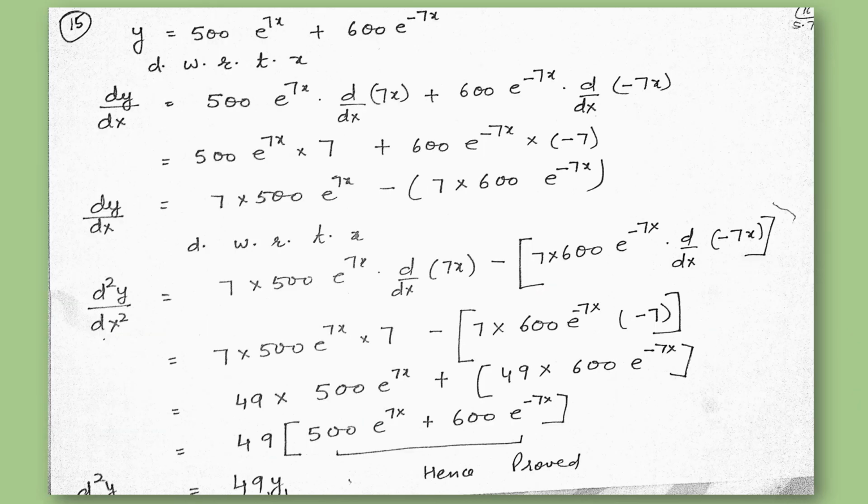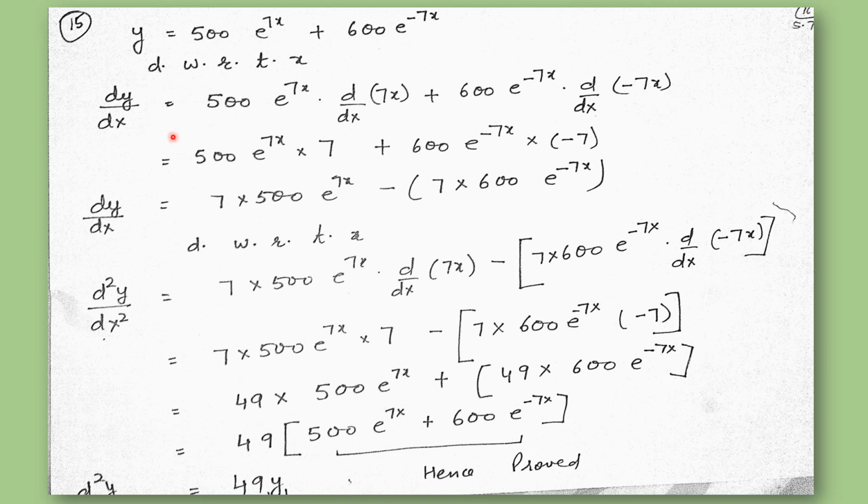Moving to the next question, which is question number 15. What is the question? They say that y is equal to 500 e power 7x plus 600 e power minus 7x. You have to show that d square y upon dx square is equal to 49y. Okay, I repeat, no need to worry. Calculate first order derivative, then you calculate the second order derivative and the answer will be right in front of you.